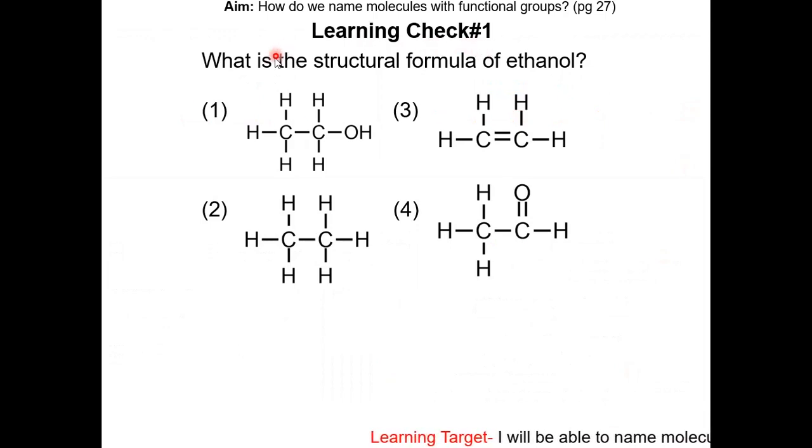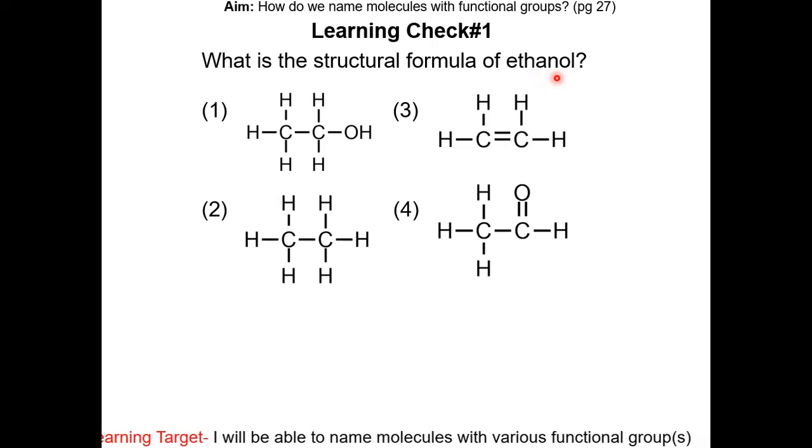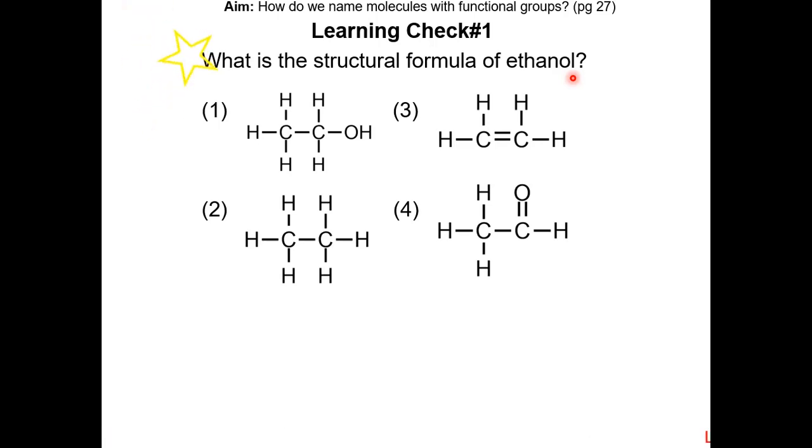Learning check number 1. What is the structural formula of ethanol? Pause the video. Resume when completed. The prefix eth tells you that the parent chain is 2 carbons long. Ane tells you there are carbon-carbon single bonds. And the suffix OL tells you that the class of organic compound is alcohol. So the answer is choice 1.